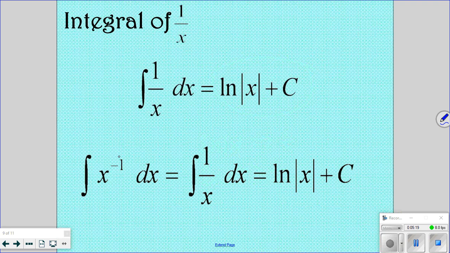X to the negative 1. If you added 1 to that, it would be 0, and you can't divide by 0. So that formula that we would normally use doesn't work. But if you remember x to the negative 1 is the same thing as 1 over x, then you can integrate it as the ln of the absolute value of x. So you got to be careful on this one right here. So let's look at an example.